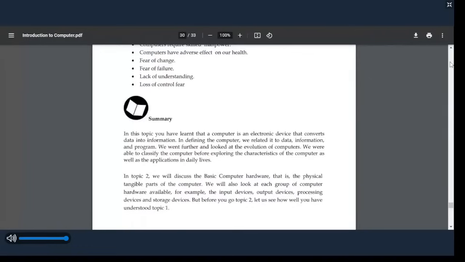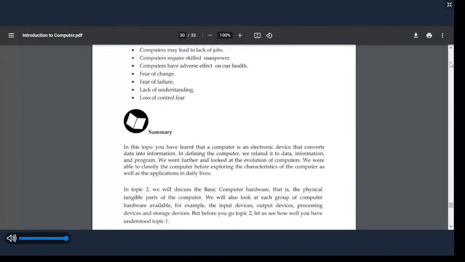So this is the topic we have dealt with, and we are very happy that we have finished topic one. In this topic, you have learned that a computer is an electronic device that converts data into information. In defining the computer, we relate it to data, information, and programs. We went further and looked at the evolution of computers. We were able to classify the computer before exploring the characteristics of the computer as well as the application in daily lives.